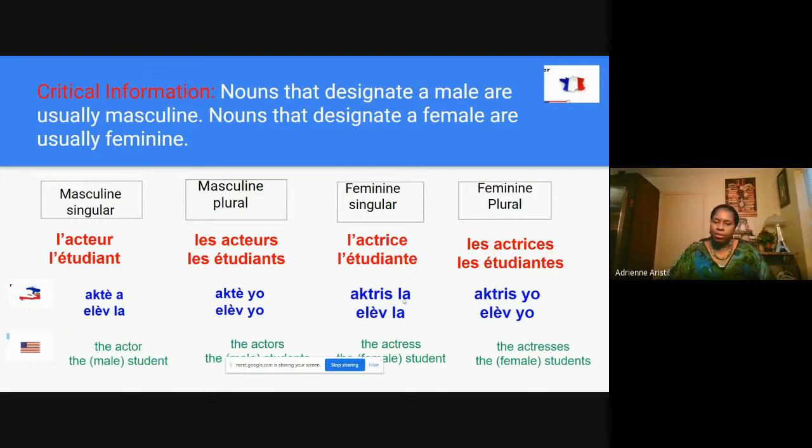And for Creole, you will say actrice là, élève là. For feminine plural, you will say les actrices, les étudiantes. And in Creole, actrice yo, élève yo.